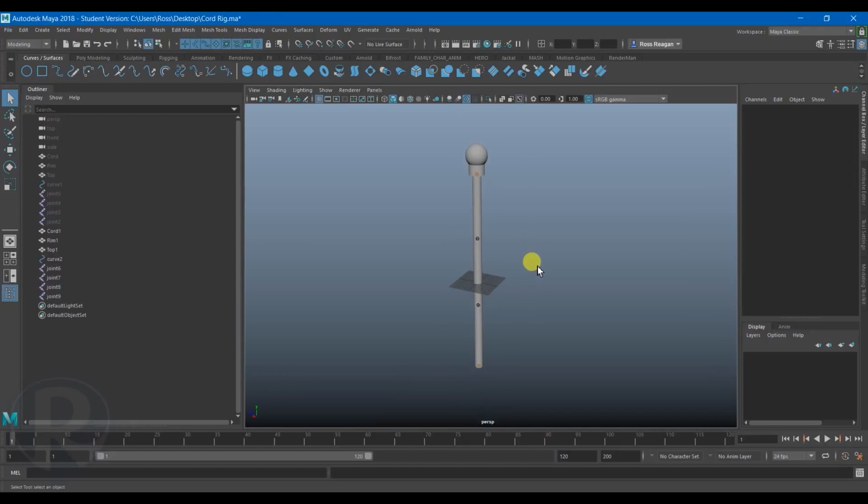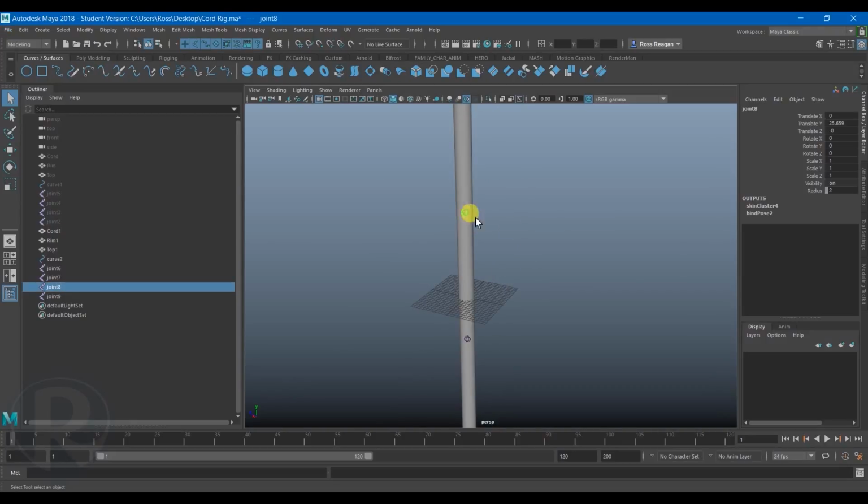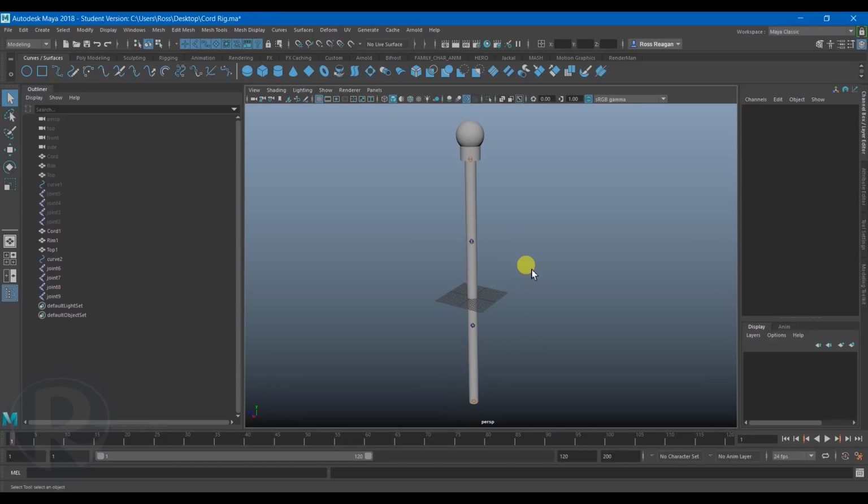I mean, I didn't go over this in the video, but what I would have eventually done is added some NURBS curves to act as controls for these, that these would be parented to, so that I'm animating on those rather than directly on the joints.